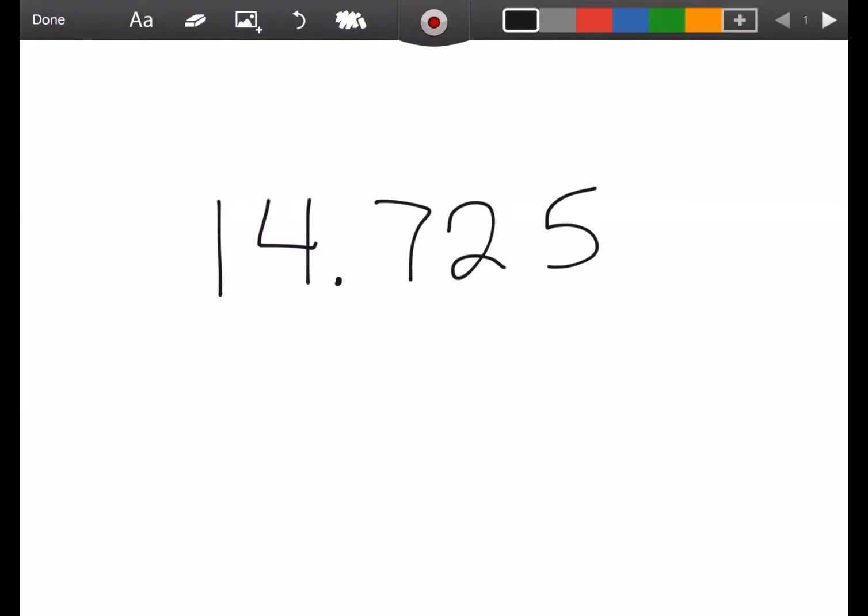All right, guys, so today we're going to be talking about how to multiply decimal numbers. So before we start, I want to review a little bit the place value when we're talking about decimals.